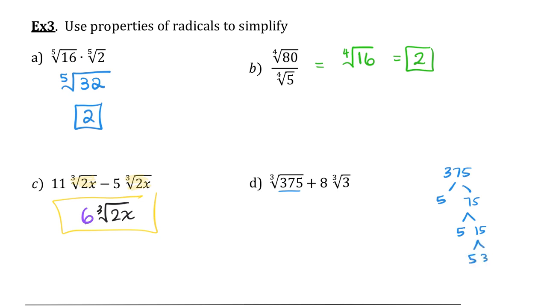Okay, what are we doing? Third root. Let me look at the leaves. I have 3 5s, so I can take the 5 out. If I take the 5 out, I'm left with the 3.